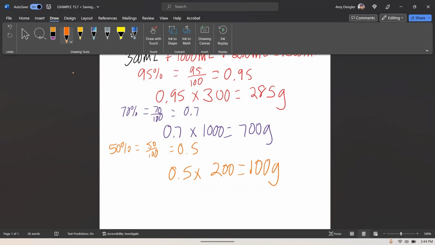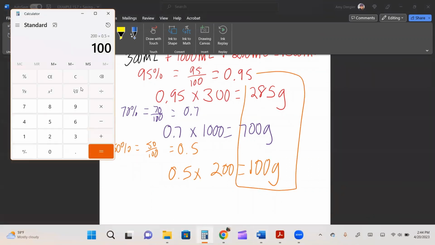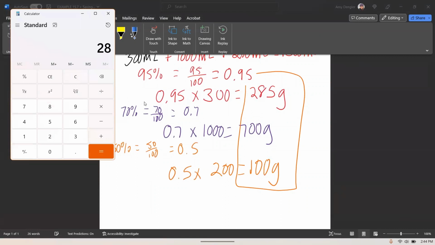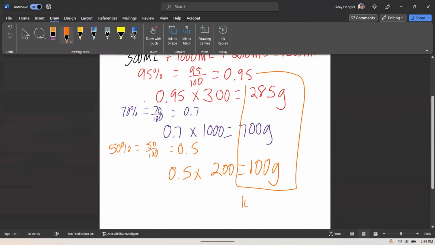Now I need to add all three of those amounts. So these three. So let's get our calculator. 285 plus 700 plus 100 equals 1,085 grams.